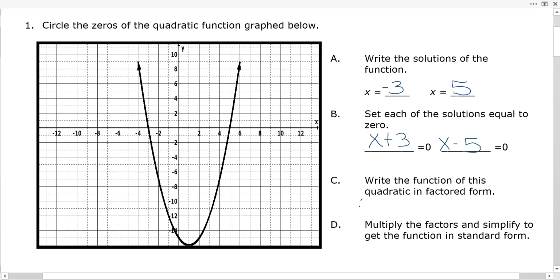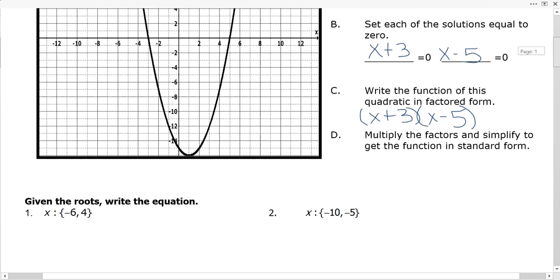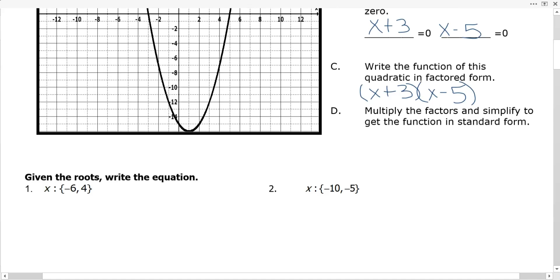So factored form is going to be x plus 3 times x minus 5. And then I'm going to multiply those together to get my function in standard form. And I will draw my box. And I have x plus 3, and I have x minus 5, and I'm going to multiply. X times x is x squared. X times 3 is 3x. -5 times x is -5x. And -5 times 3 is -15.